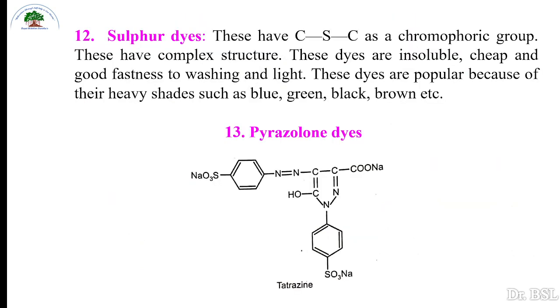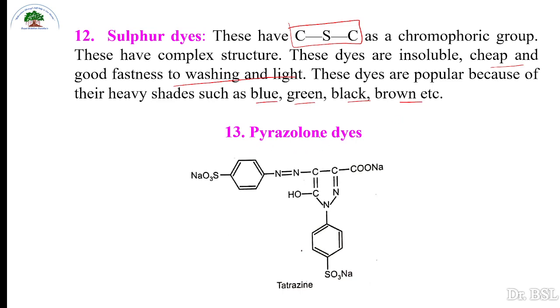Sulfur dyes. Sulfur dyes have carbon sulfur and carbon linkage as a chromophoric group. These have complex structures. These dyes are insoluble, cheap, and have good fastness to washing and light. These dyes are popular because they give heavy shades such as blue, green, black, brown.